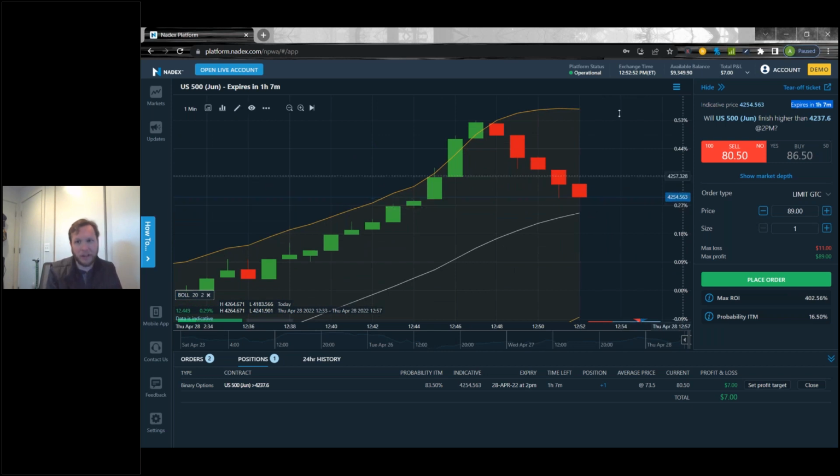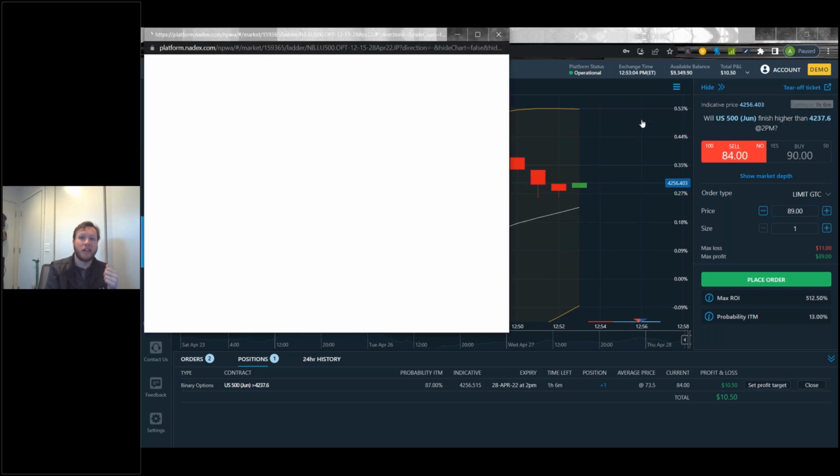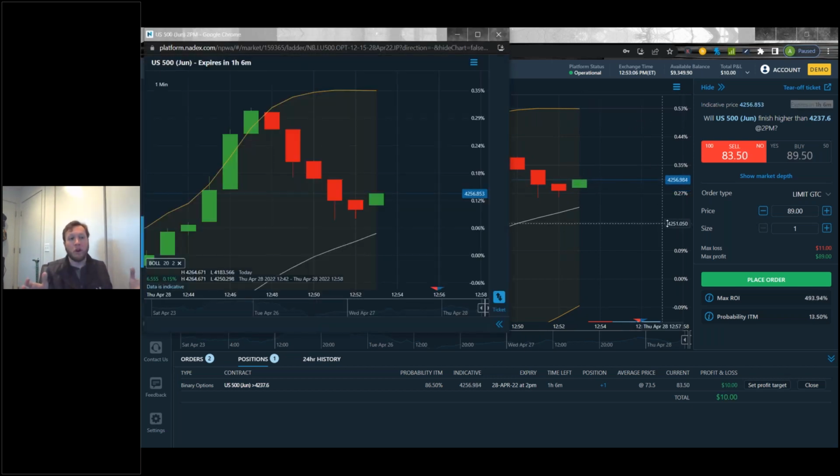One other piece of functionality that I want to make sure I touch is the tear off charts. If you go back up here to our little hamburger menu that we used earlier to get to our quick chart, you also have this option here that says tear off chart. If I click it, it's going to pop open a new window that has my chart in it. So you can tear off the charts this way. You can tear off the deal tickets this way.